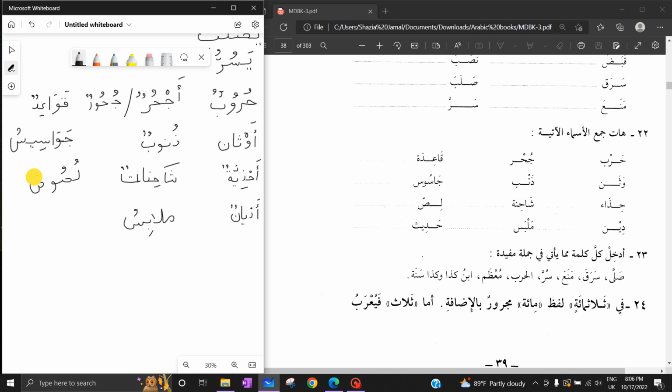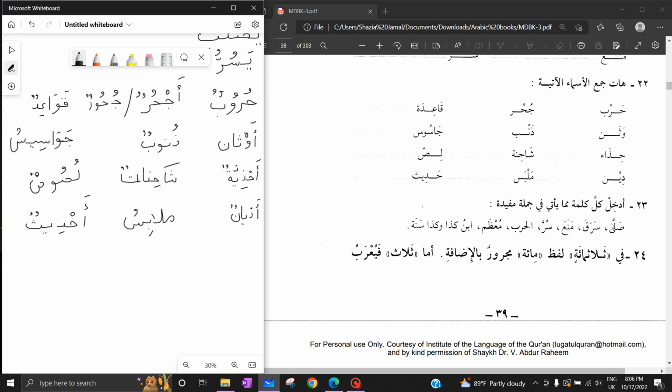Lususun. Then we have hadith. Hadith is the sayings or the doings of sallallahu alaihi wasallam. Ahadithu. Aha with a ya and then the tha. Ahadithun. Okay, these are the plurals.